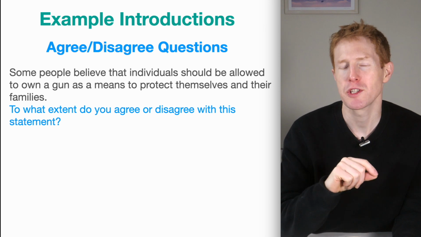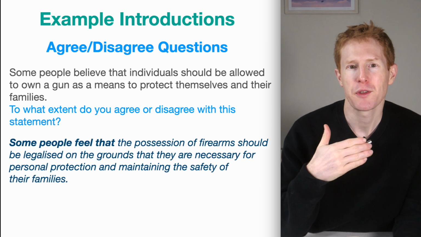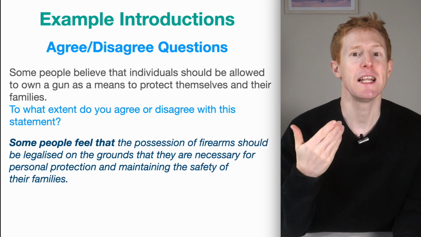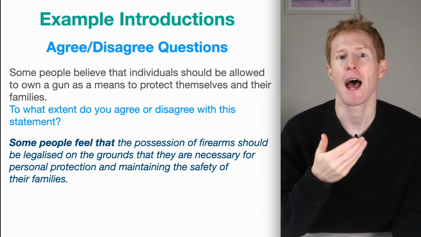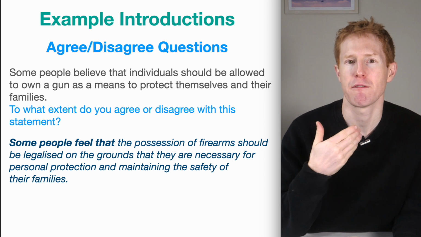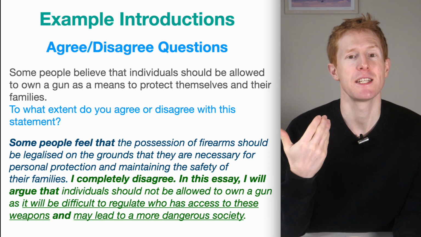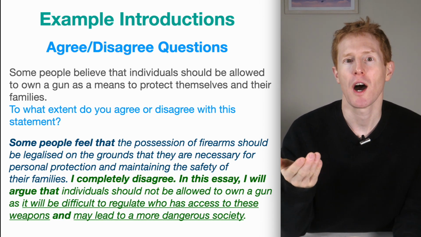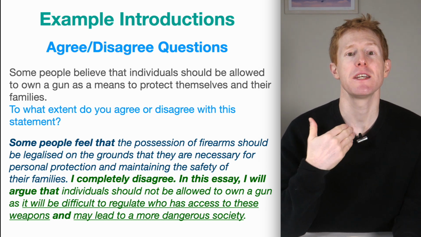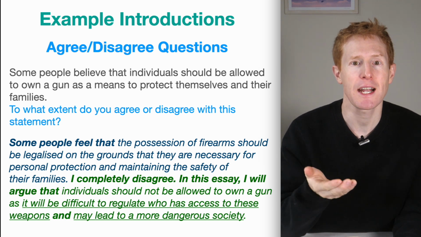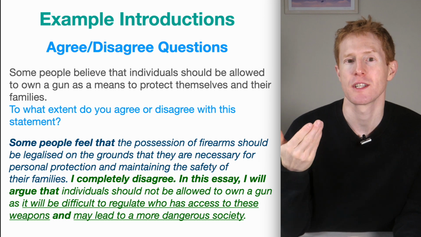Now, the first thing we're going to do is introduce the topic. Let's say some people feel that the possession of firearms should be legalized on the grounds that they are necessary for personal protection and maintaining the safety of their families. Next, we respond to the question. I completely disagree. In this essay, I will argue that individuals should not be allowed to own a gun, as it will be difficult to regulate who has access to these weapons and may lead to a more dangerous society.